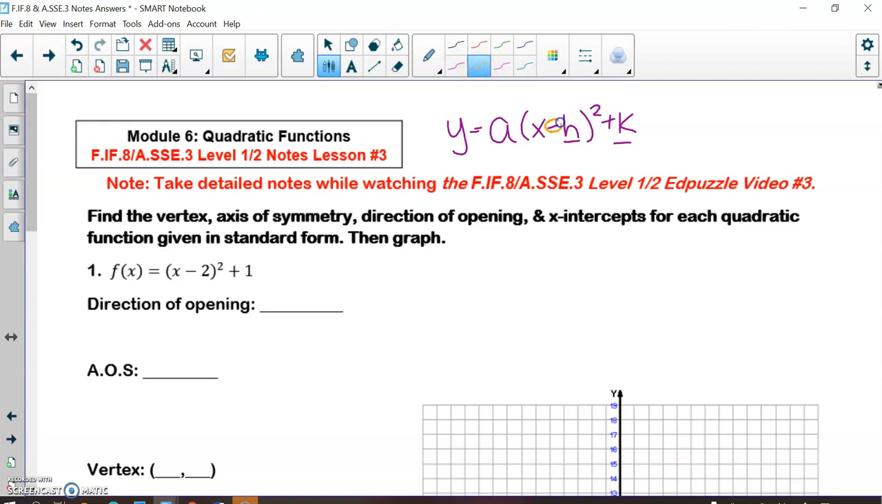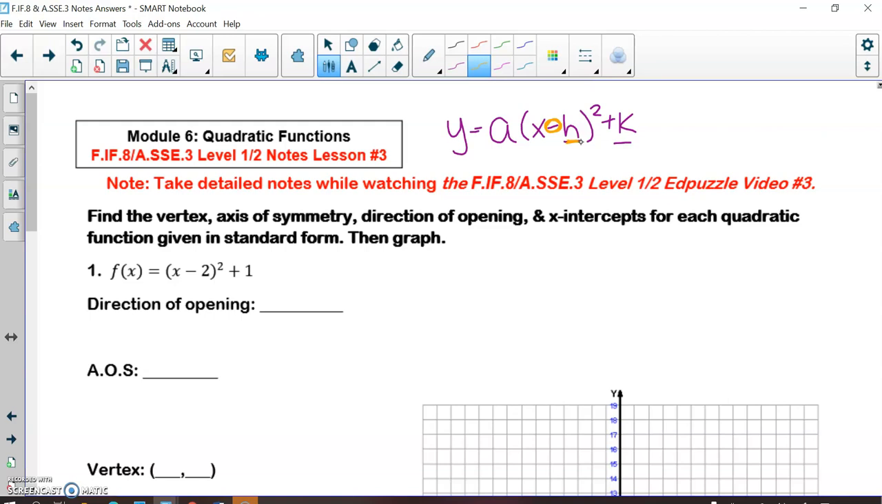I always like to say the h value is hard, because it's the hard one to remember, because the h value in my equation is in terms of a minus sign. So the actual h value is the opposite of what it looks like. If it looks like a minus h, then it's really just h. If it looks like a plus h, then it's a negative h.